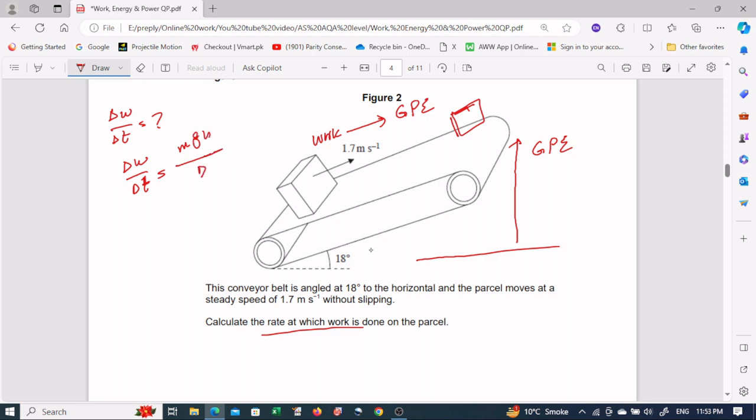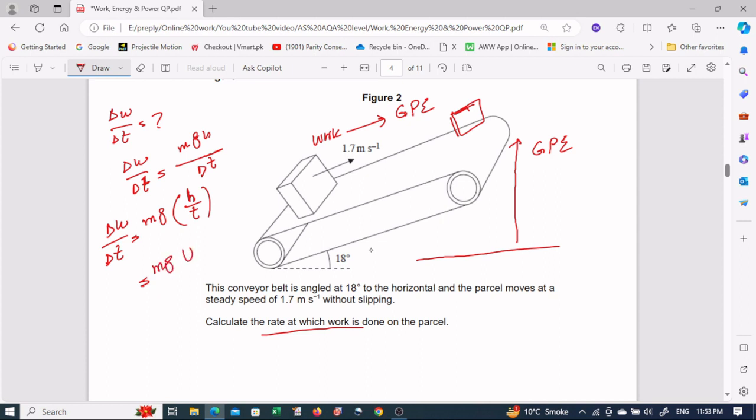and del t is the time. So we can write del W over del t is equal to mg h over t. That is the height per unit time. Okay, the body covers the height. So in order to find h over t, this is the height covered by the parcel per unit time. So this is actually the speed v.